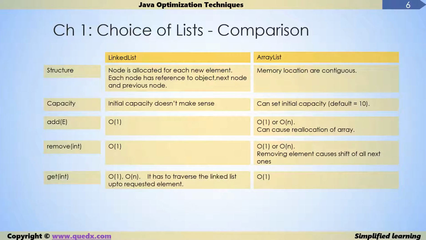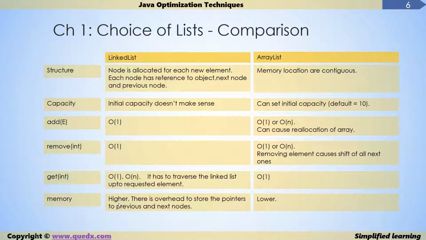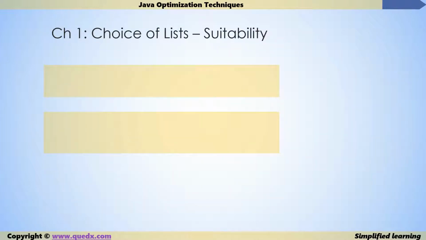When retrieving an element, the worst case scenario for linked list would be n, because it has to traverse the linked list up to the requested element. In case of array list, it is constant. Memory. In terms of memory usage, as we looked at previously, each node has got a data pointer, previous pointer, and the next pointer. Naturally, linked list is going to take more memory, whereas with respect to array list, that is not the case. It doesn't need to store previous or next pointers. Let's look at the suitability of linked list versus array list.